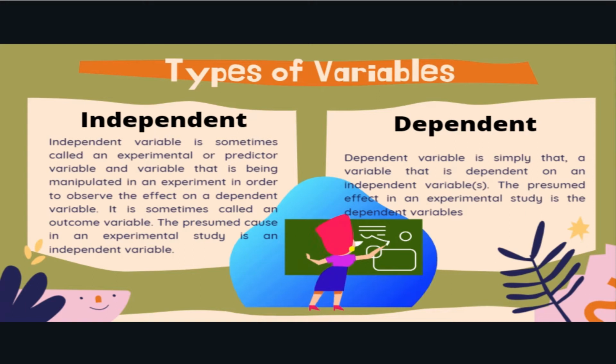The presumed cause in an experimental study is the independent variable. All other variables that may impact the dependent variable are controlled. The values of the independent variable are under experimental control. Strictly speaking, independent variables should not be used when writing about non-experimental designs. These are the individual variables that the researcher believes may have an effect on the dependent variable.